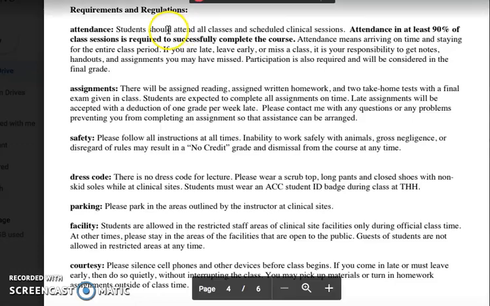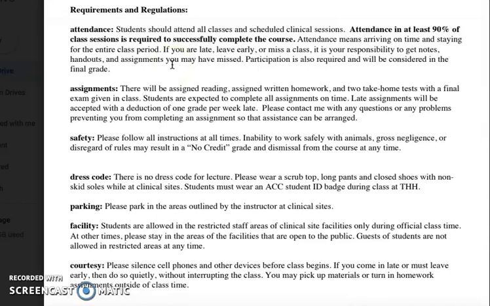Requirements and regulations. We require 90% attendance in all of our classes in order to successfully complete the course and move on in the program. Attendance is coming to class on time, staying for the entire time. You're all adults, so if you have to come in late or leave early or miss a day, that is entirely understandable, and it's also entirely up to you to make sure that you get any notes that you missed, that you turn in any assignments that are due, that you communicate with me and let me know what's going on.